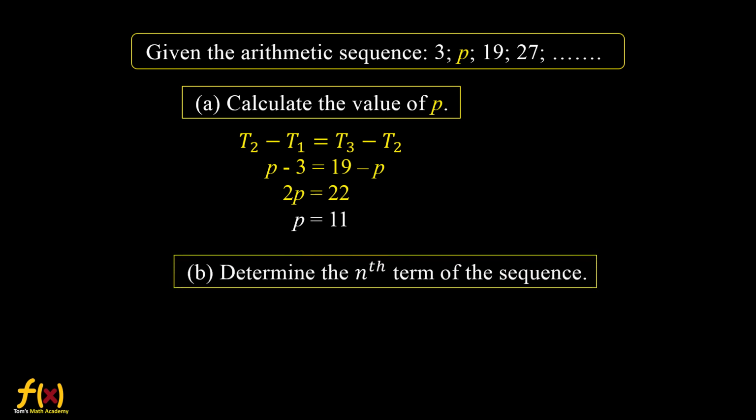Question B. Determine the nth term of the sequence, the general term. We have the formula for arithmetic sequence from the formula sheet. We substitute the numbers. We can see that 27 minus 19 will give you the common difference. That is 8, and p is 11, so 11 minus 3 is also 8. So we substitute and simplify. We get 8n minus 5. That is the nth term of this sequence.